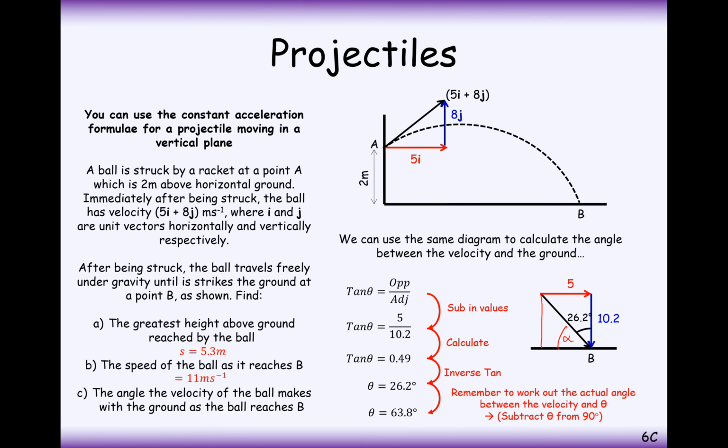You could have reoriented your diagram to have the 5 down here and the 10.2 here. That would have been exactly the same thing. So you'd have had tan minus 1 of 10.2 over 5. Either way round, you're going to get an angle of 63.8 as the angle that the ball will make with the ground.